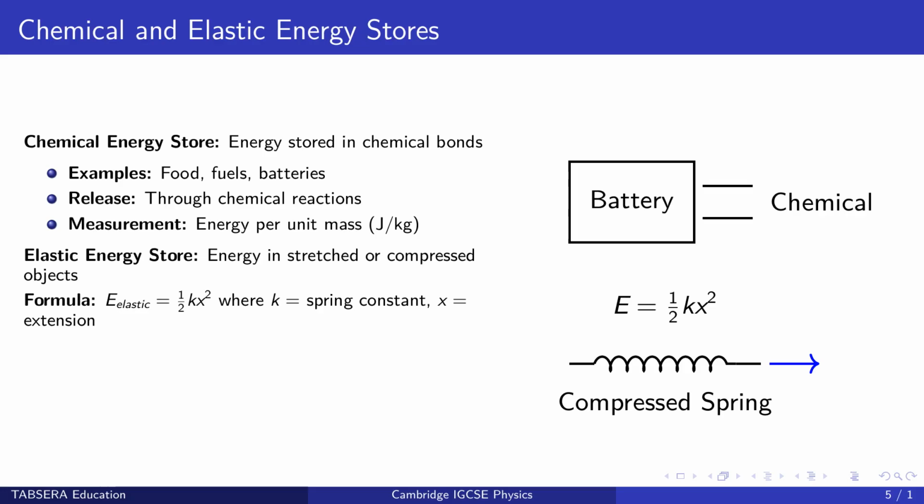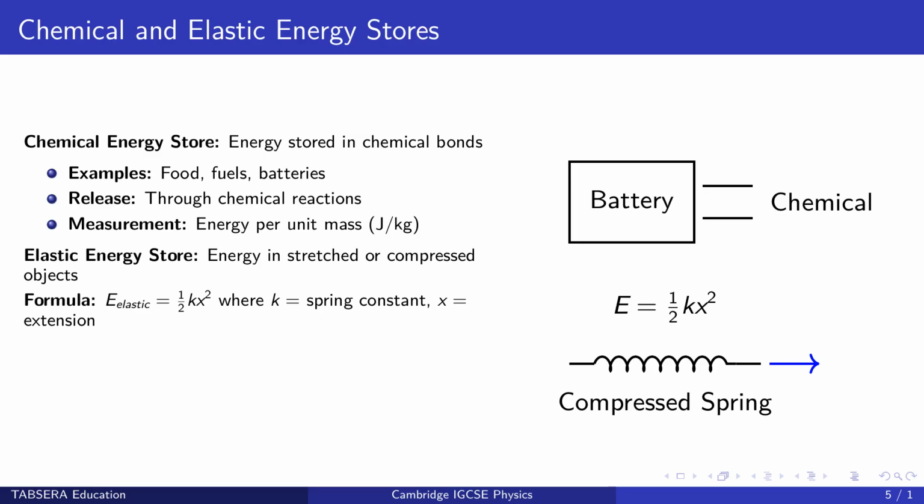Now we examine chemical and elastic energy stores. Chemical energy store refers to energy stored in chemical bonds between atoms and molecules. Examples include food, which provides energy for our bodies, fuels like petrol and natural gas, and batteries which store electrical energy chemically. This energy releases through chemical reactions such as combustion or digestion. We measure chemical energy as energy per unit mass in joules per kilogram.